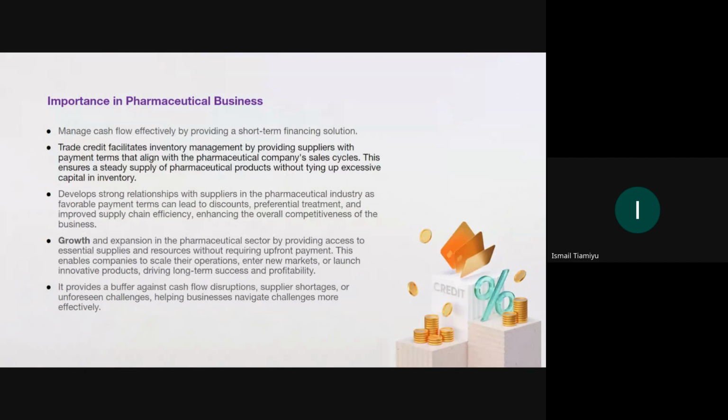And what is the importance of trade credit to pharmaceutical business? As a pharmacy owner, trade credit helps to free up your cash. So you don't have to tie your cash down in inventory. You have room to use the cash for other aspects of your business operation. You have cash to pay your salaries, pay rent, electricity, water, all those things that you need for the day-to-day running of your business, because you have cash by not tying it down in inventory.